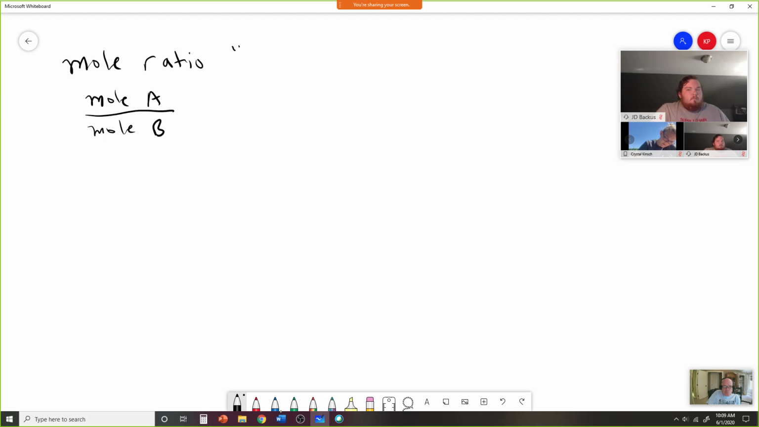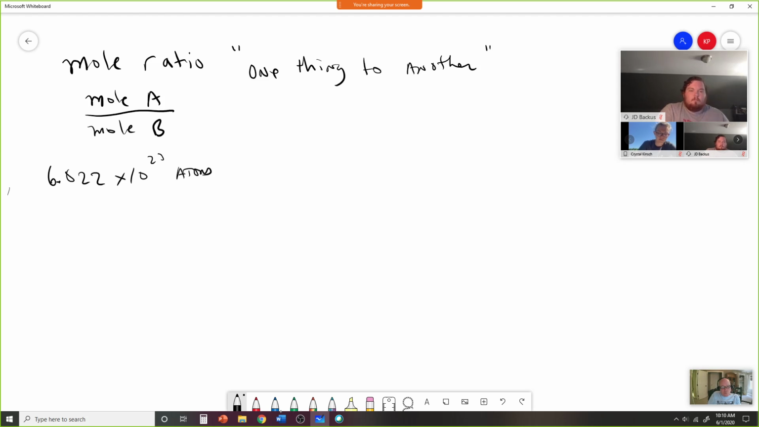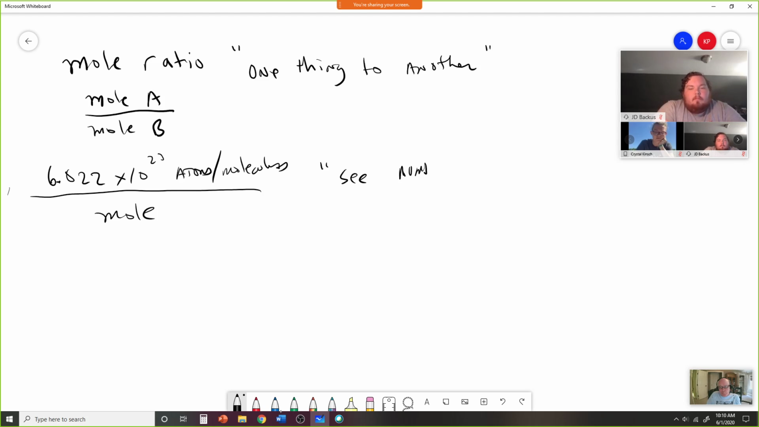And we're going to use this when we go from one thing to another. This is what we're looking for, one thing to another. And just to be complete, I'm going to put down here 6.022 times 10 to the 23rd atoms or molecules per mole. And this was if we see number of atoms or molecules.